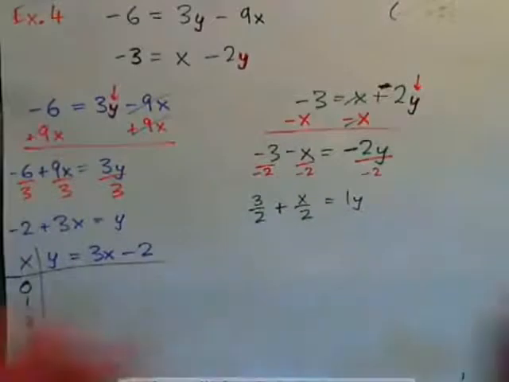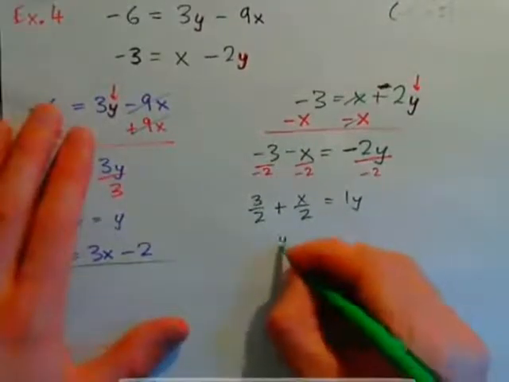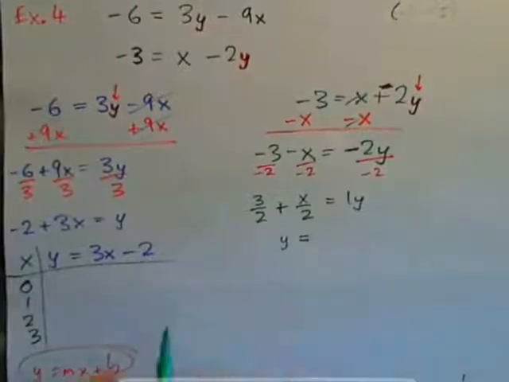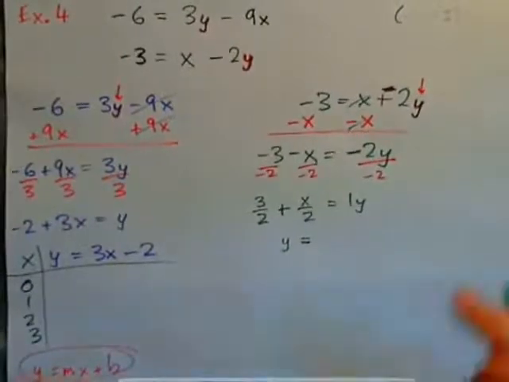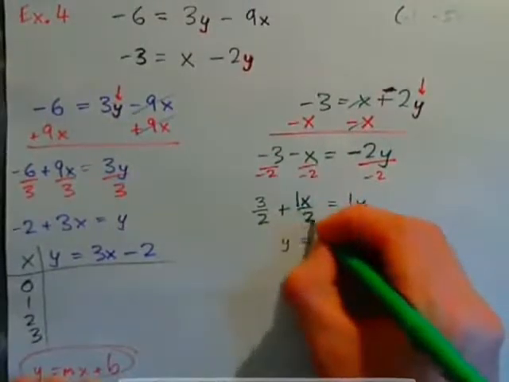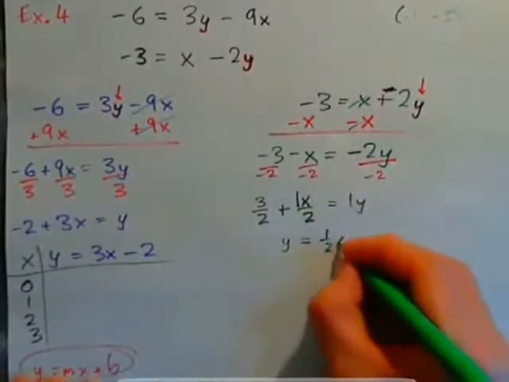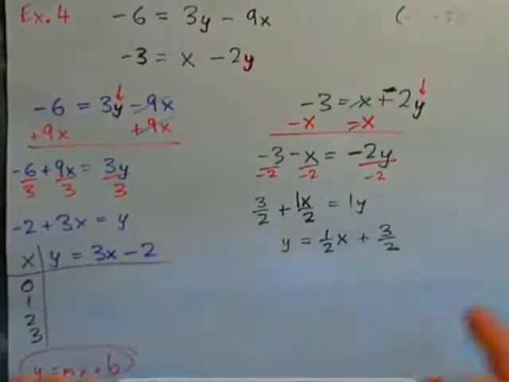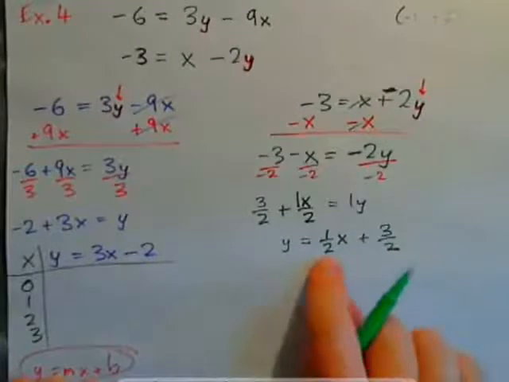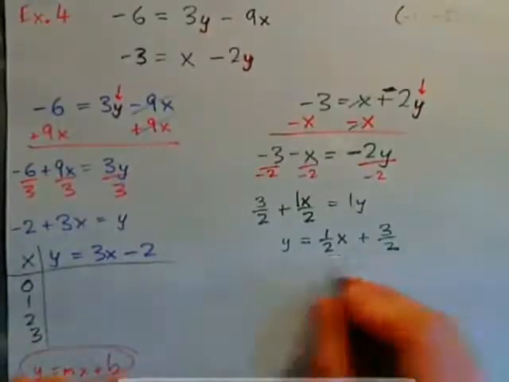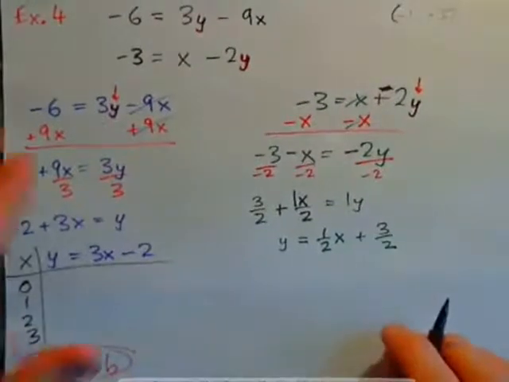Oh my goodness, y is on the right-hand side. No big deal, put it on the left-hand side. Y equals, and write this thing in mx plus b form. Now remember that this is 1 times x over 2, which is the same thing as a half times x plus 3 over 2. I like to write it like this because then I can read off my slope and my y-intercept. Then I just need to make a table for this, and then I can keep going.